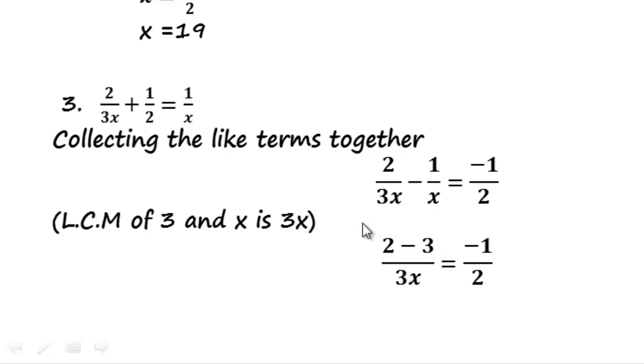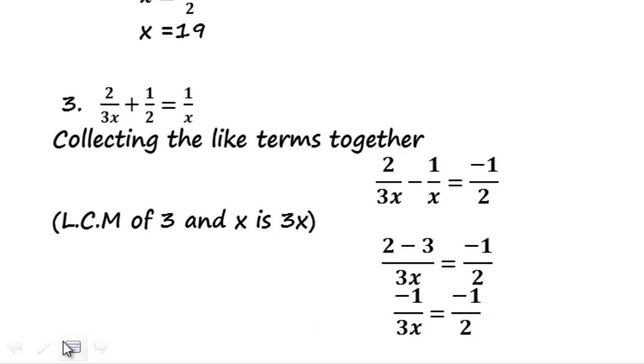Are you following? Let me say it again. How many 3x in 3x is 1. 1 times 2 is 2. How many x in 3x is 3. 3 times 1 is 3. And the sign here is minus, which equals minus 1 over 2. With this, what can you do here? Yeah, you can do the subtraction. That is 2 minus 3 is going to be minus 1, because you have the 2 and you have the debt of 3. You are going to have the debt of 1 remaining over 3x equals minus 1 over 2.